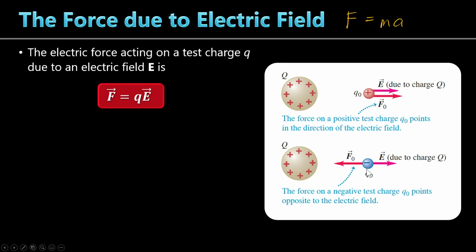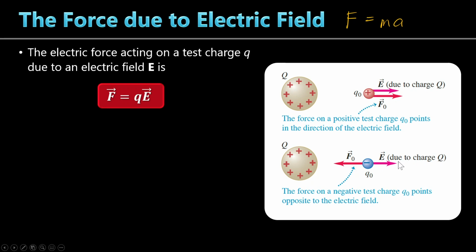Dito naman, naglagay tayo ng special na test charge. Ginawa natin siyang negative. So, ano ang nagbago? Mapapansin natin na yung electric field ay directed pa rin away from the source charge. Tapos, yung force ngayon, opposite na yung direction. Ganun pala yan. Kapag ang nakakaramdam ng force mula sa electric field ay isang negative na charge, ang direction ng force na kanyang nararamdaman ay laging opposite sa direction ng electric field.